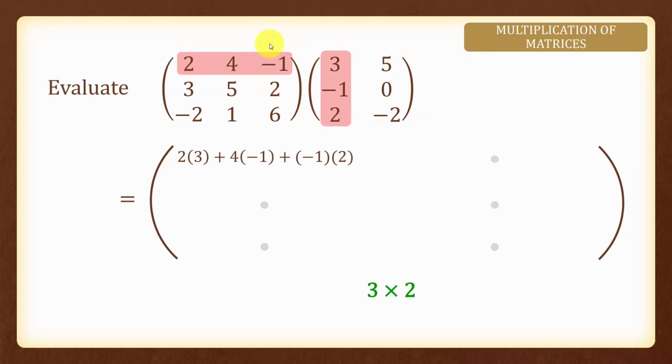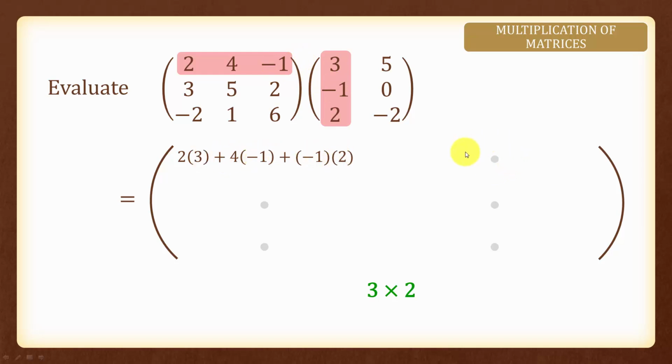To do so, we will multiply each element in the corresponding rows and columns. For example, we will multiply 2 by 3, 4 by -1, and -1 by 2. And we will add up all these products here.